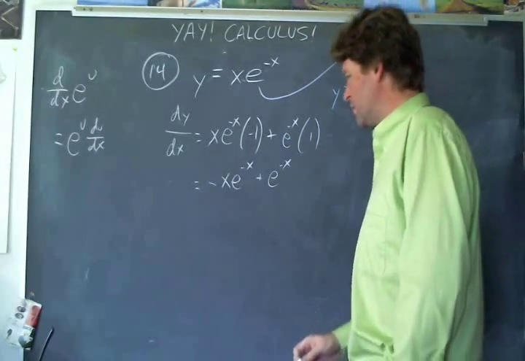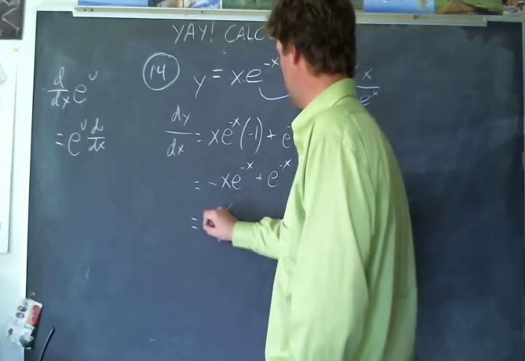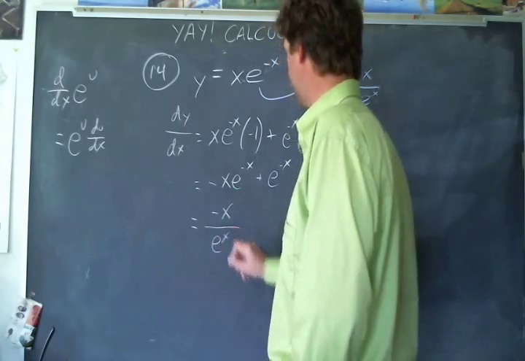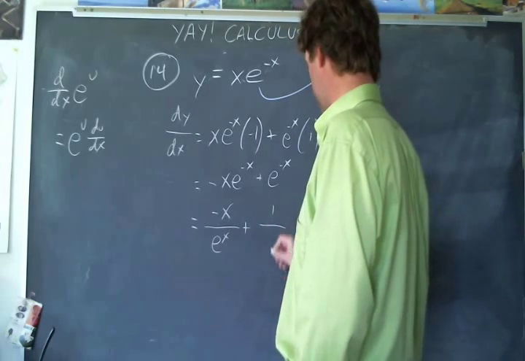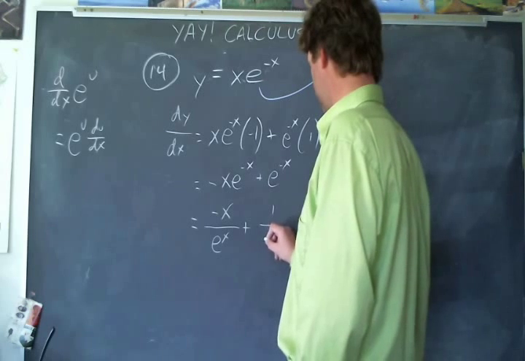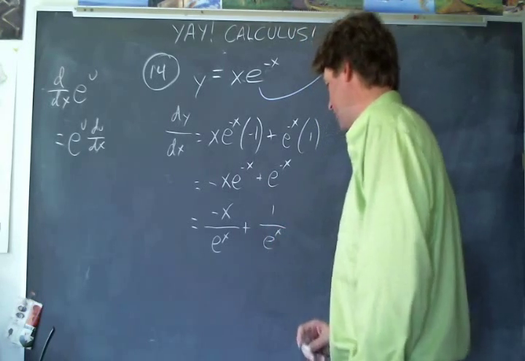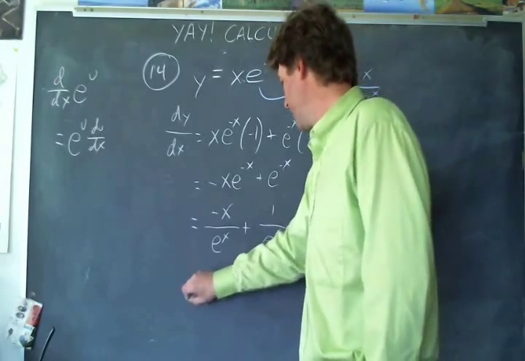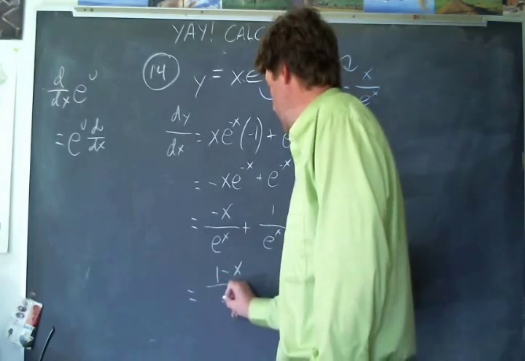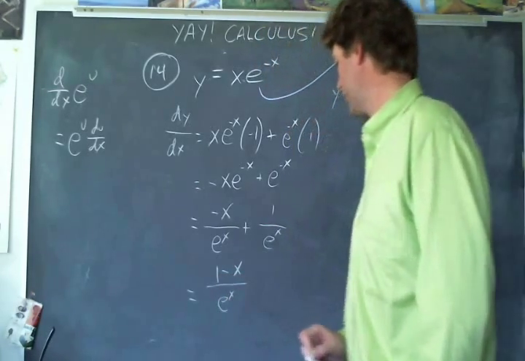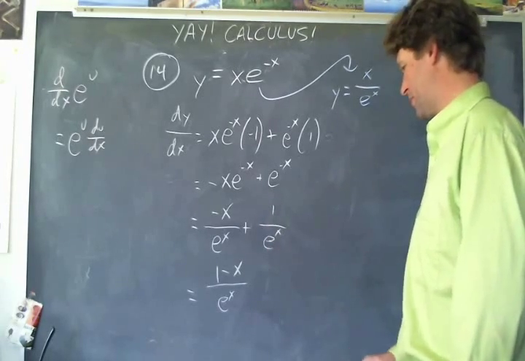That will suffice, but see if we can't clean up just a touch. It will be negative x over e to the x plus 1 over e to the x, and that can be 1 minus x over e to the x. Add the tops, keep the bottoms.